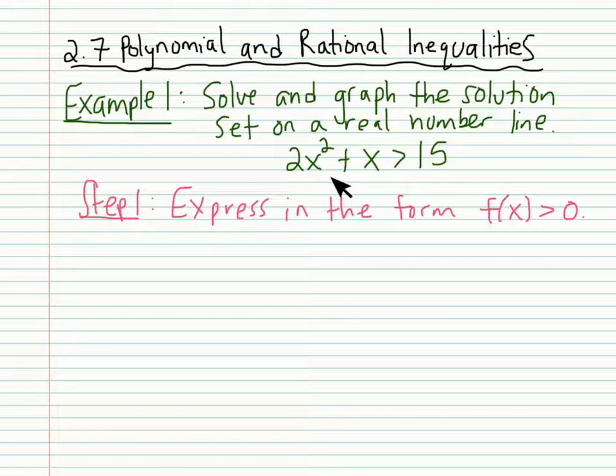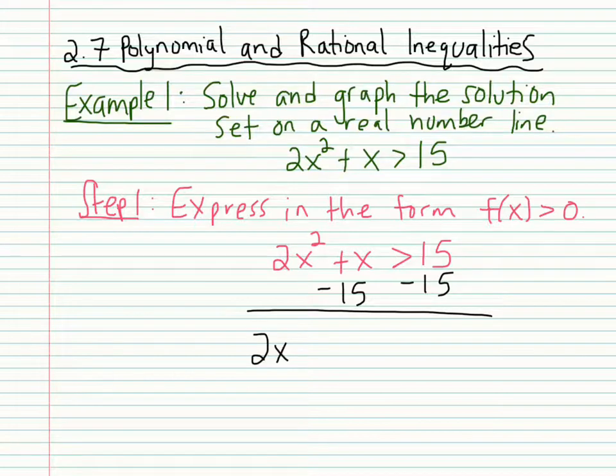Okay, well, how can we make this look like some function greater than 0? What can we do? Well, you're absolutely right. We can just subtract that 15 over. So let's go ahead and do that. I'm going to subtract 15 from both sides. And that leaves me with 2x squared plus x minus 15 is greater than 0. So that is our step 1.